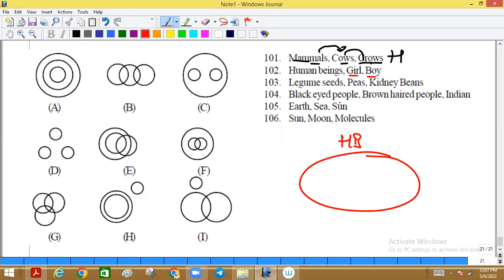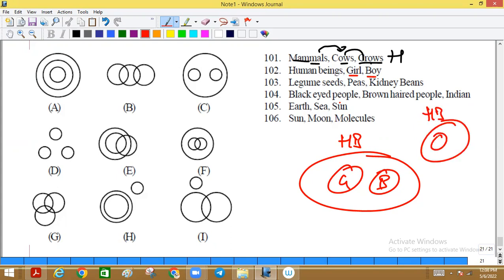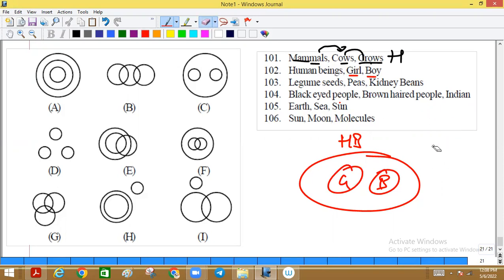So in human beings, you have girls and you have boys, completely different. I'm giving an example: these are all human beings, these are girls and these are boys. Don't say they are transgenders or hermaphrodites or belong to the LGBT community. Don't say all this kind of stuff. Please stop that. Girls, boys, that's it. So your answer is option C.